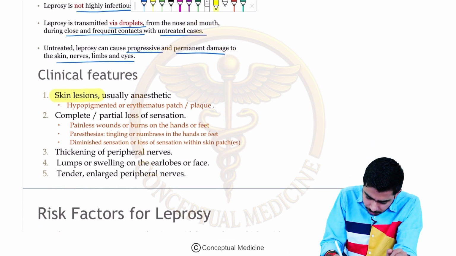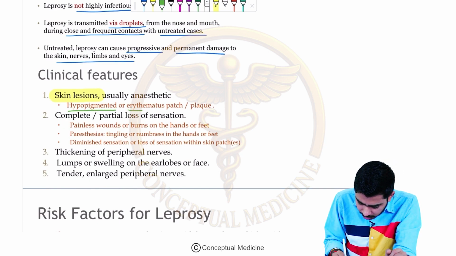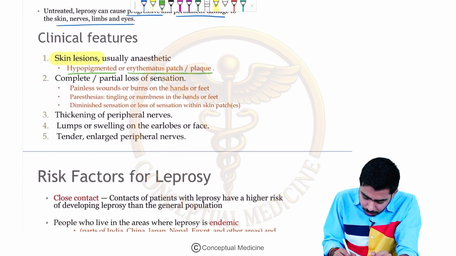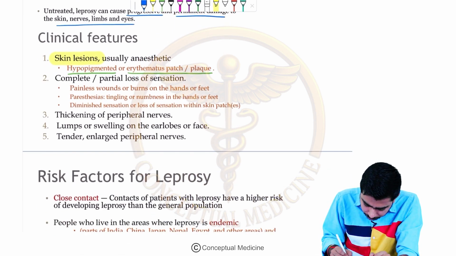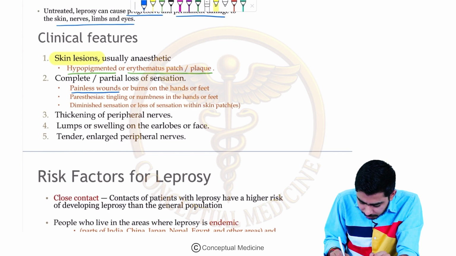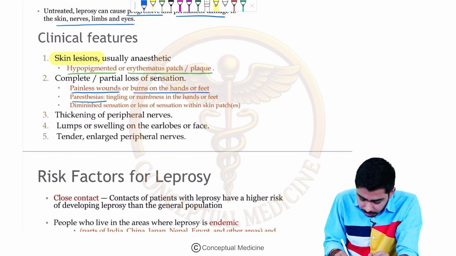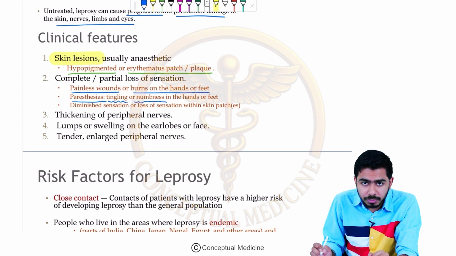So here we are seeing a hypopigmented or erythematous patch or plaque. I will be showing you the pictures as well. Complete or partial loss of sensation can be there, where painless wounds or burns on the hands or feet can be seen. Paresthesias can be there, tingling or numbness sensations.